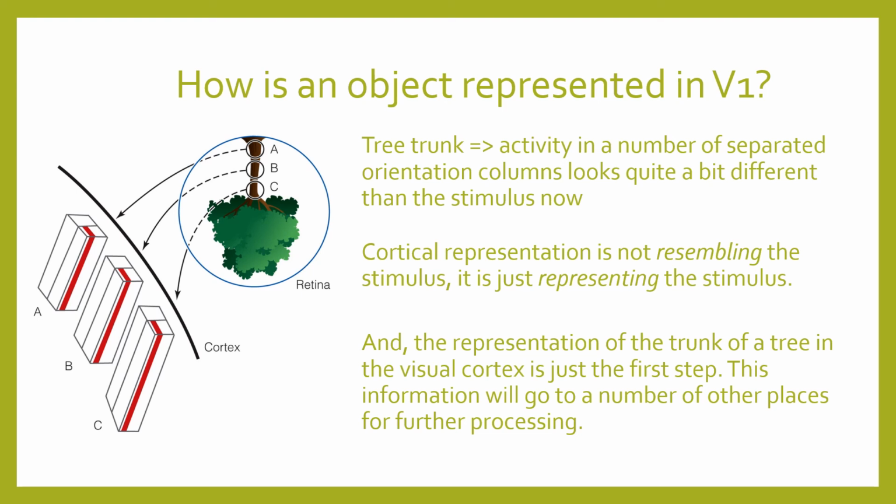And the representation of the trunk of the tree in the visual cortex is really, again, just the first step, because we need to process this information and recognize it as the trunk of a tree, and that it's related to this bushy tree, these leaves and everything that's on the top. This information is going to go to a number of other places for higher level processing, so that we can understand what objects are in our environment and where those objects are in relation to ourselves and to other objects.